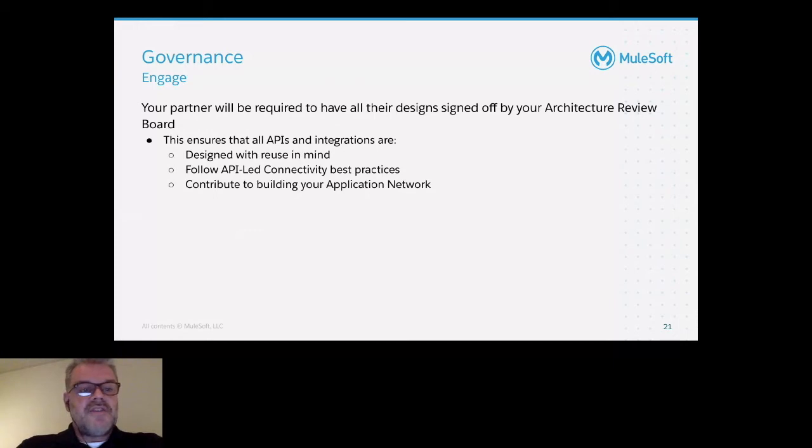In terms of engagements within the governance capability, you need to set up an architecture review board that signs off all the designs before they are built. And why is that? Well, you need to ensure that all APIs and or integrations are designed with reuse in mind, follow API-led connectivity best practices, and contribute to building your application network.